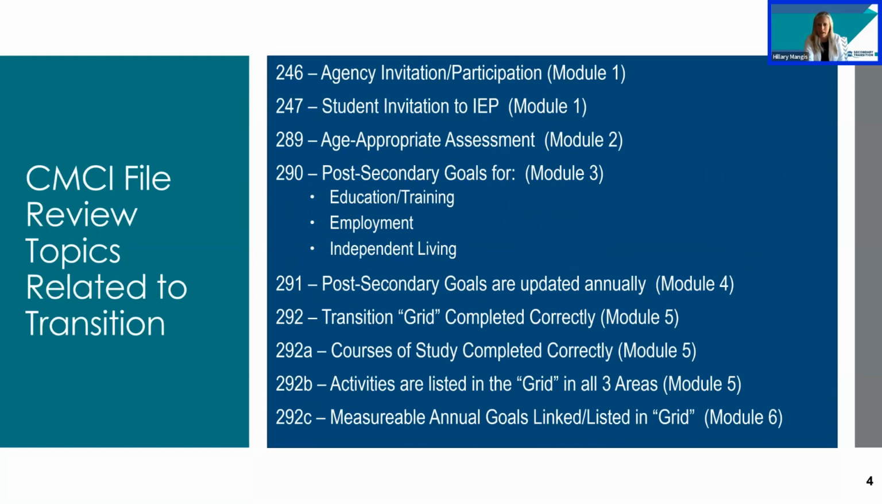Now, in Module 5, we'll be focusing on correctly filling out the transition grid, as well as ensuring that the courses of study are completed correctly in the grid, and that all activities in the grid are listed for all 3 goal areas. In our final module, we'll be covering making sure that measurable annual goals are linked and listed in the transition grid.